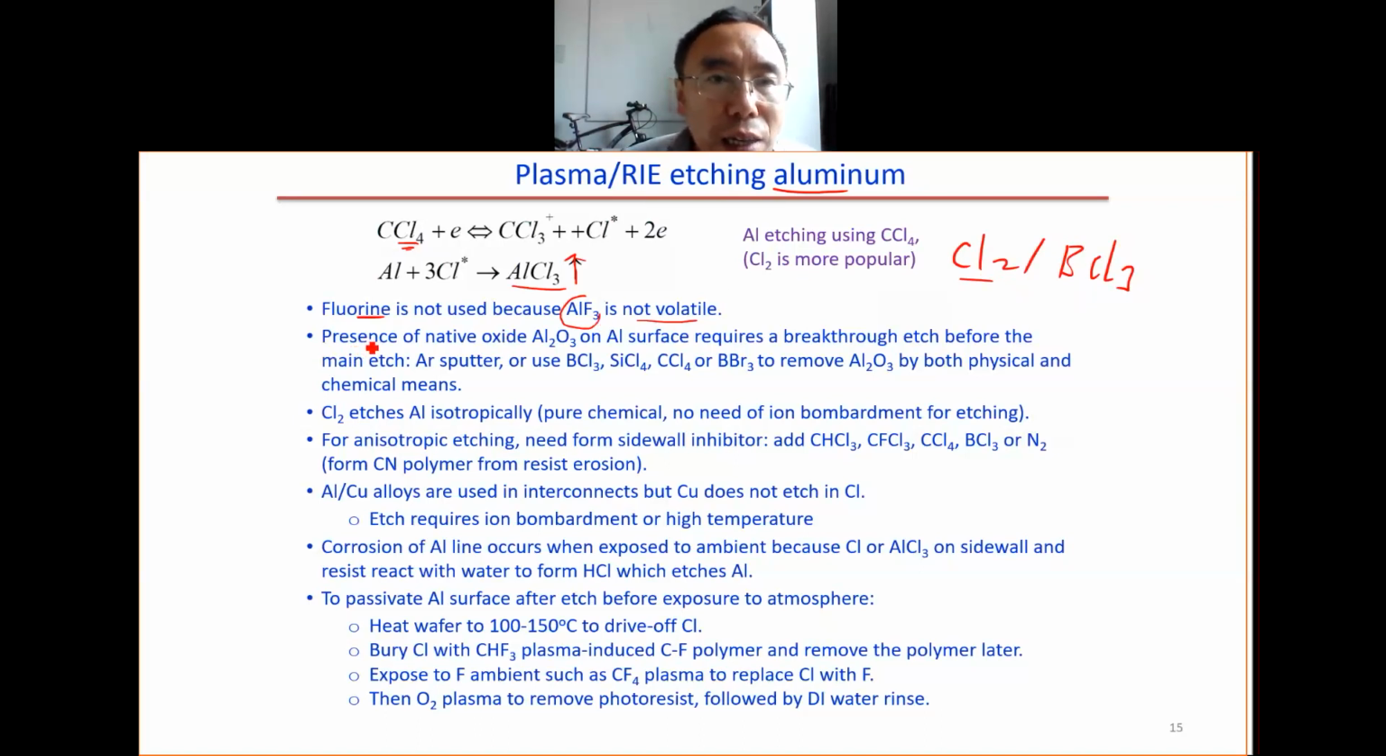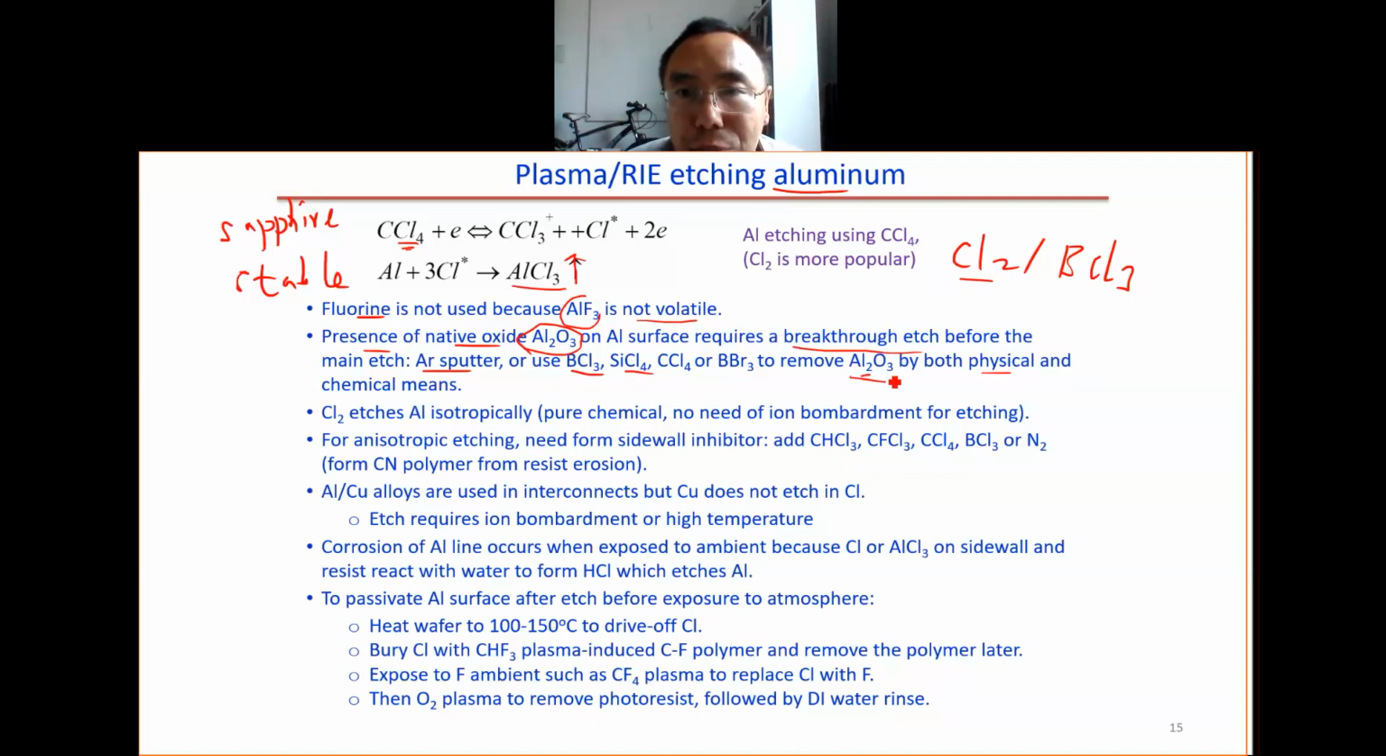One issue for the etching of aluminum is the presence of native oxide, aluminum oxide, on the surface. We know that aluminum oxide is sapphire. It's very chemically stable, so it is very difficult to etch away. So then we need a breakthrough etch before the main etch of the aluminum. We can use argon sputter or BCl3 or those gases to bombard and etch away the aluminum oxide by physical and chemical means.